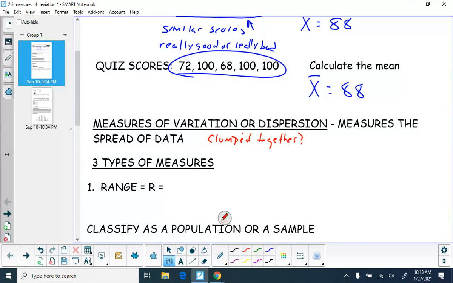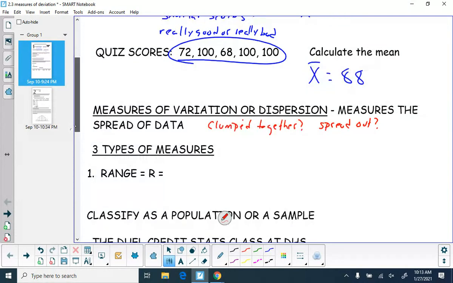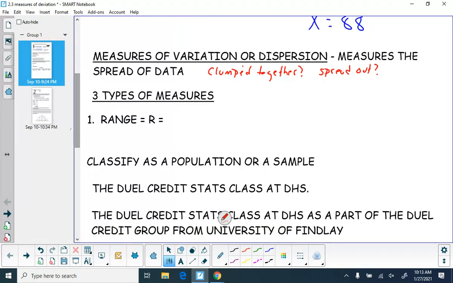Are they clumped together? Spread out? Well, there's ways of measuring these. There's ways of calculating this degree of closeness or spread outness. It's a relative concept. You have to be able to compare one with the other to get that relative concept.